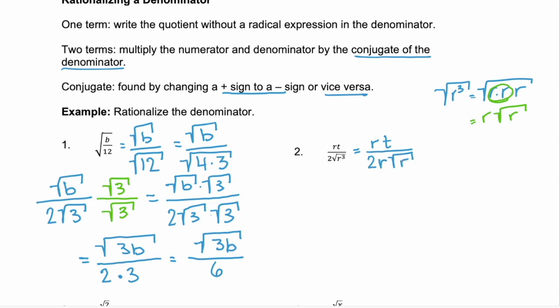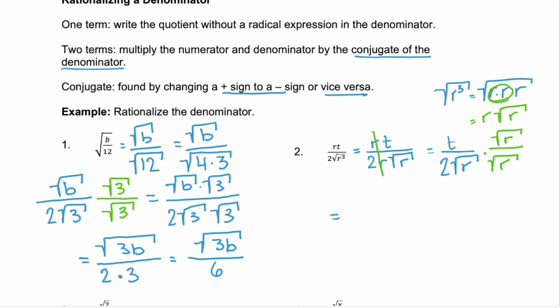And now notice that our numerator and our denominator both have an r in common, so we can simplify those out because they would become 1. So this expression becomes t over 2 times the square root of r. And since we have that radical square root of r in the denominator, we need to rationalize that denominator. So we multiply the numerator and the denominator by the square root of r.